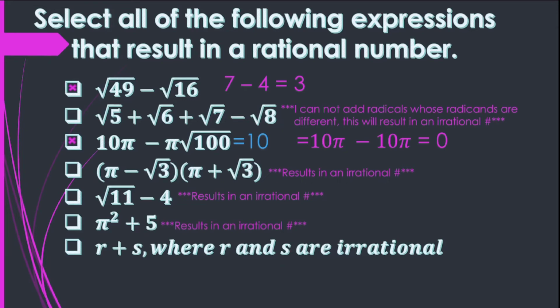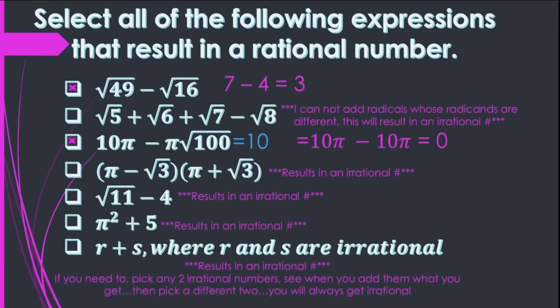Well, go back up to the second one. Didn't I add two irrationals and result in an irrational? When you have something like this, pick any two numbers that are irrational. Square root of 3, square root of 8. And try and add them. What do you get? Then pick another two. And this is how you can test these, okay?